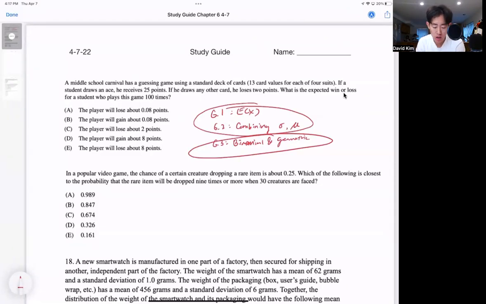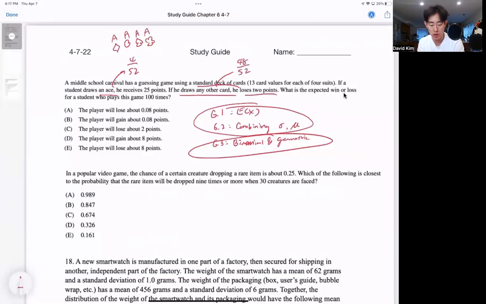Number 1, a middle school carnival has a guessing game with a standard deck of cards. If you draw an ace, the probability of drawing an ace is 4 out of 52, because there's the ace of diamonds, ace of hearts, ace of clubs, and ace of spades. So that's 4 out of the entire 52. If he draws any other card, that means the rest of them, which is 48 out of 52.